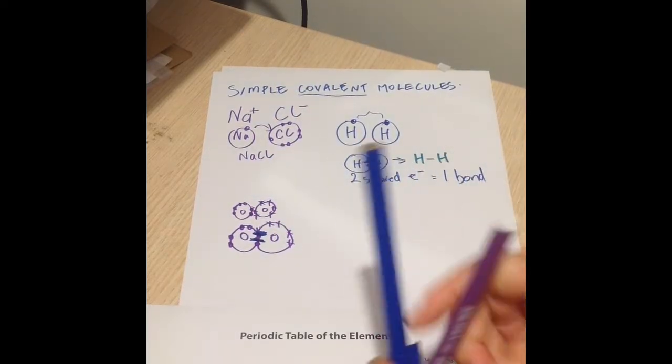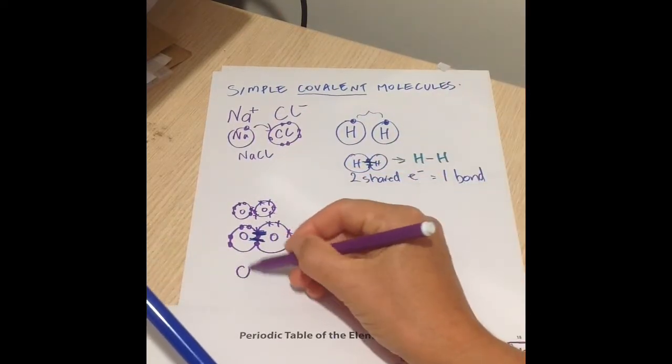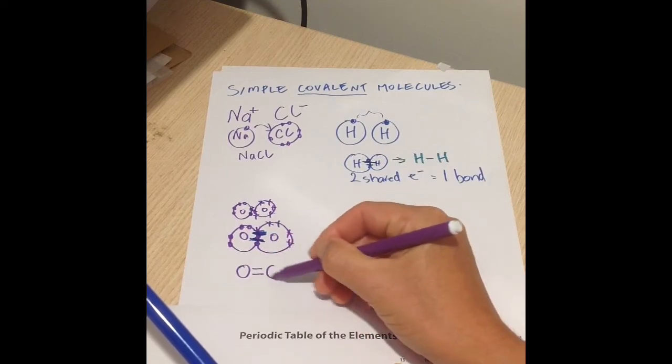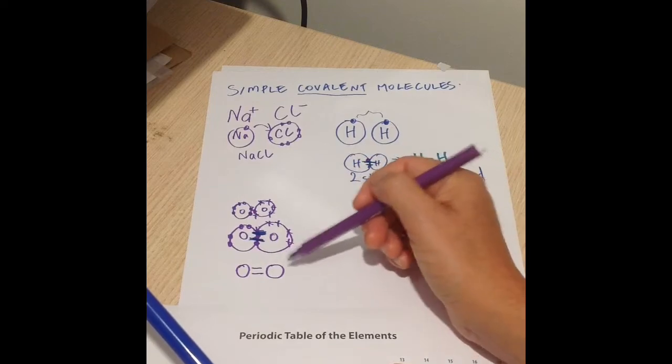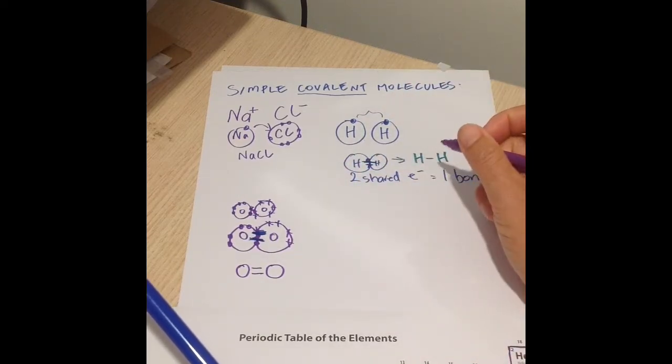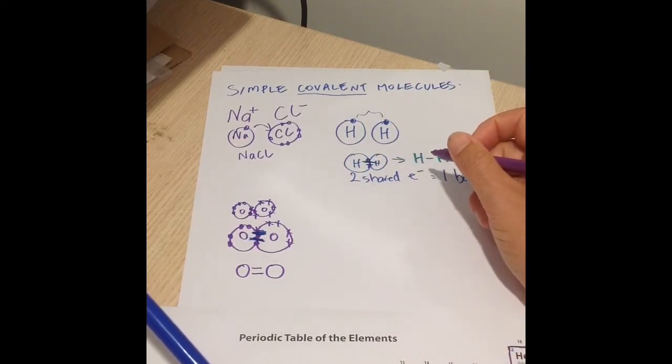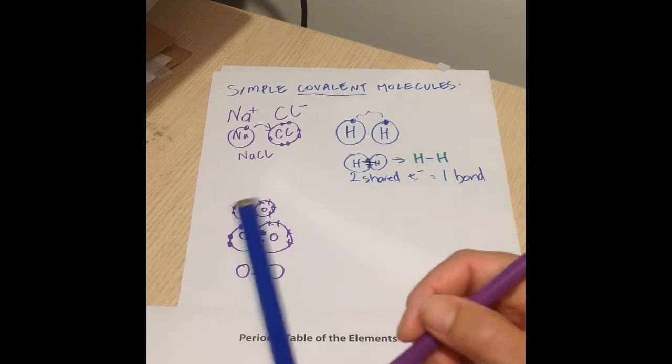So that means that this oxygen has got 2 bonds. That's what you call a double bond. So this can happen with our covalent molecules. They can form double bonds. Let's do one more.